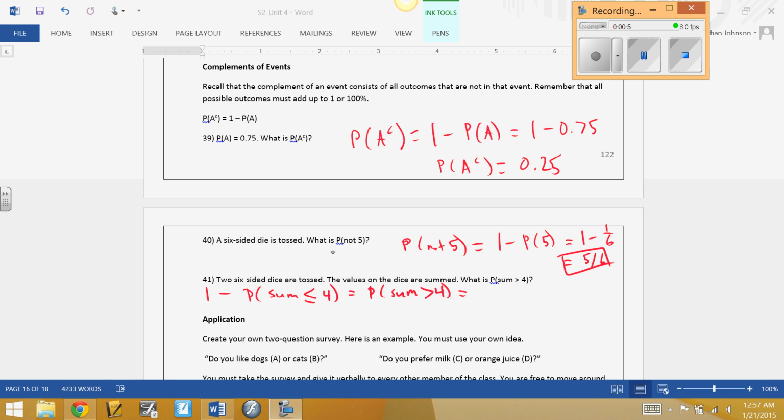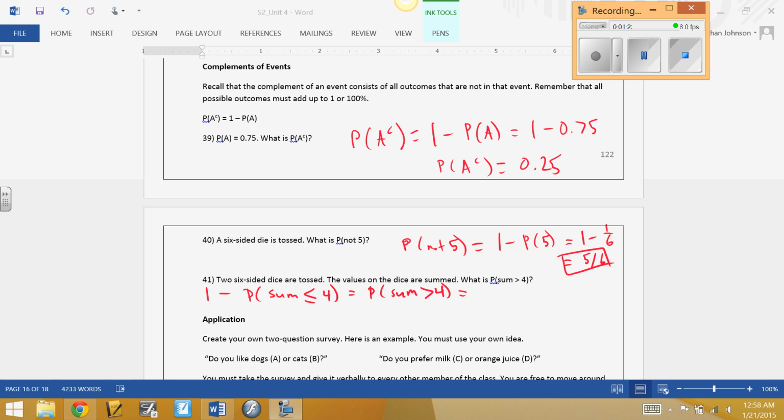Let's try this again in problem 40. What if I ask you to roll a 6-sided die and I say, what's the probability of not getting a 5? Well, this is pretty easy mentally. I mean, there's only 6 choices. So you're saying, well, if 5's out of the picture, then there's only 5 other possibilities. So it's going to be 5/6. But if we use the definition here, the probability of not 5 is equal to 1 minus the probability of getting a 5. So 1 minus 1/6, and sure enough, that definition gives us 5/6 as we expected.